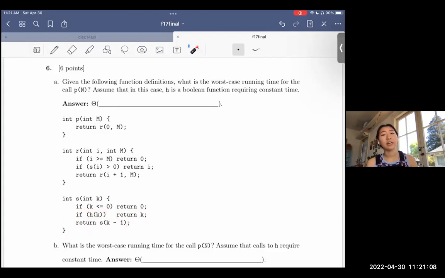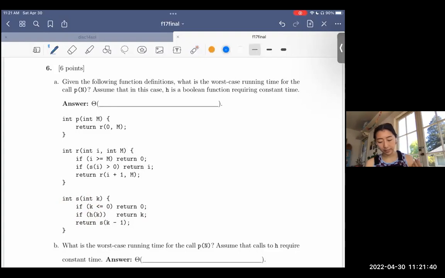So the best case is when H of K is always true and we just return right away. And the worst case, which is what we're looking for here, is when H of K is always false, so we always enter this recursive call. Now that we know the worst case is just recursive calls over and over because this is false, what is the runtime for this worst case? You can take a moment and think about that.